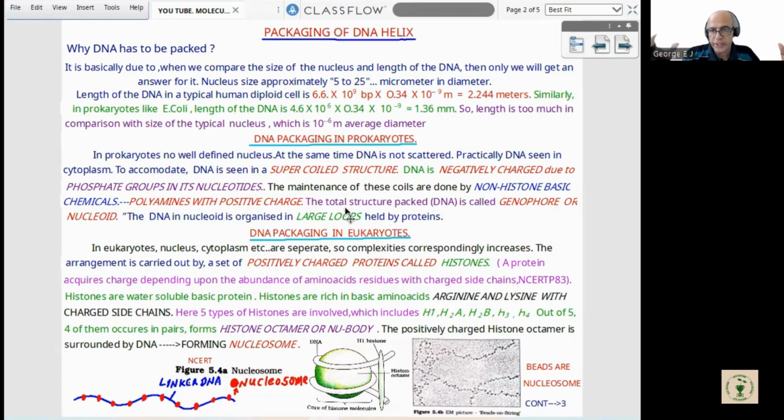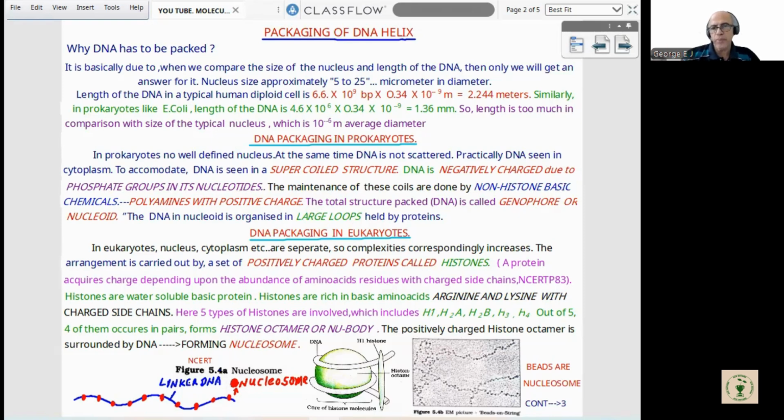This is how nature arranges DNA in prokaryotes. In a supercoiled structure, then charge maintenance, negative, positive, and the DNA in the nucleoid is organized in large loops held by proteins. I think the prokaryotic arrangement of DNA is clear. Now, DNA packaging in eukaryotes.